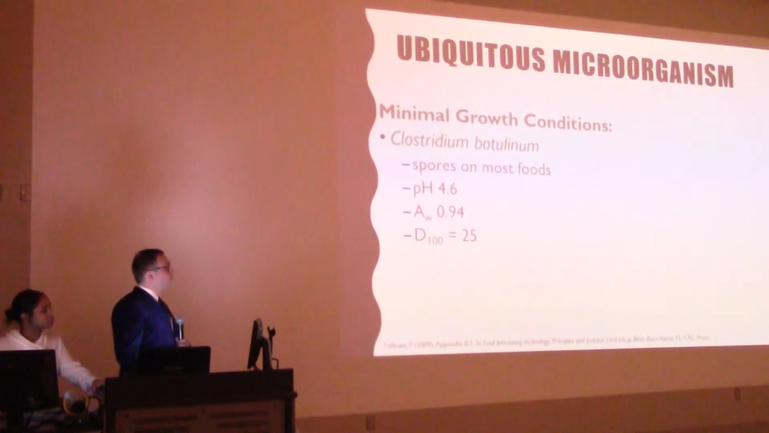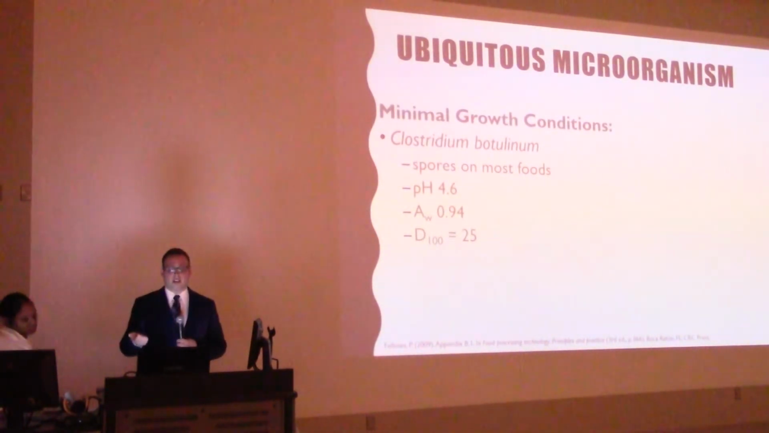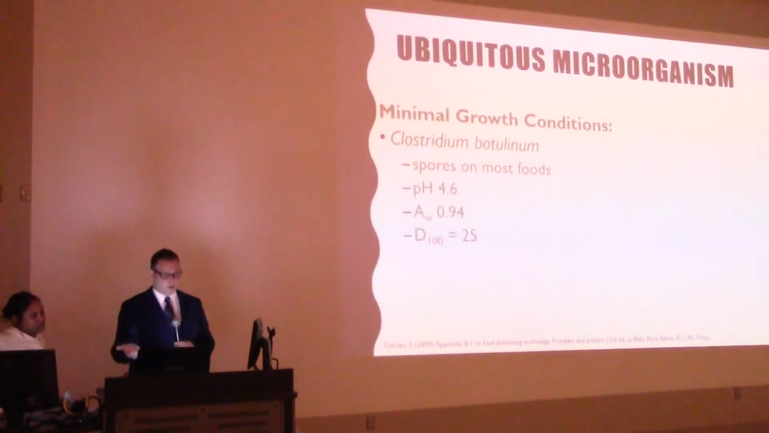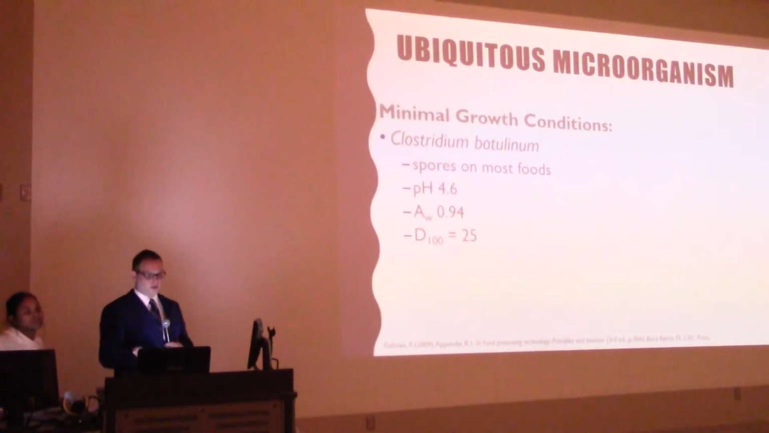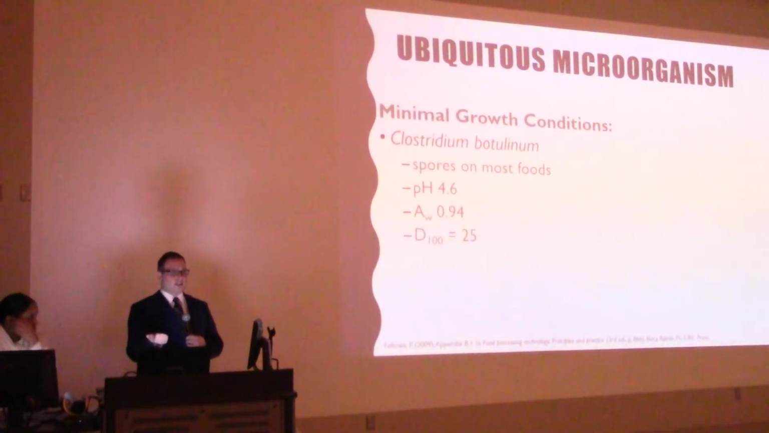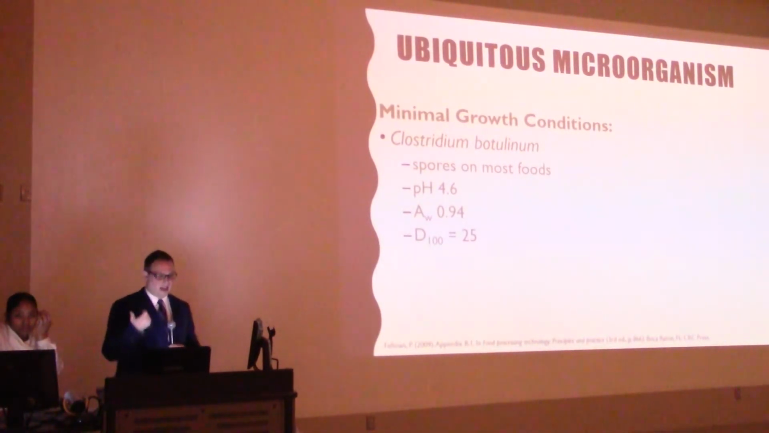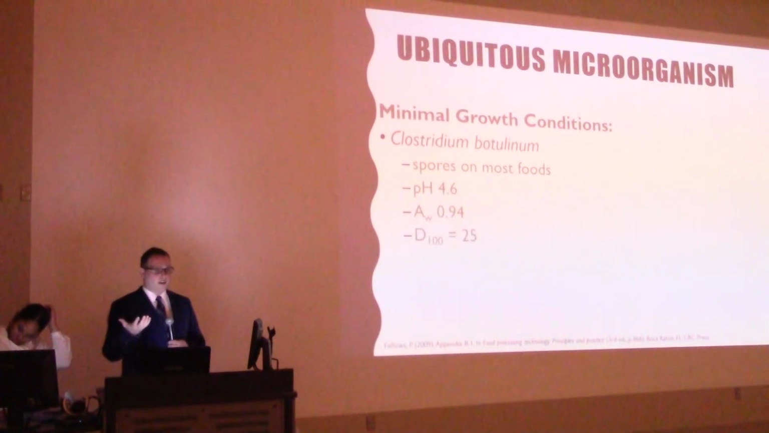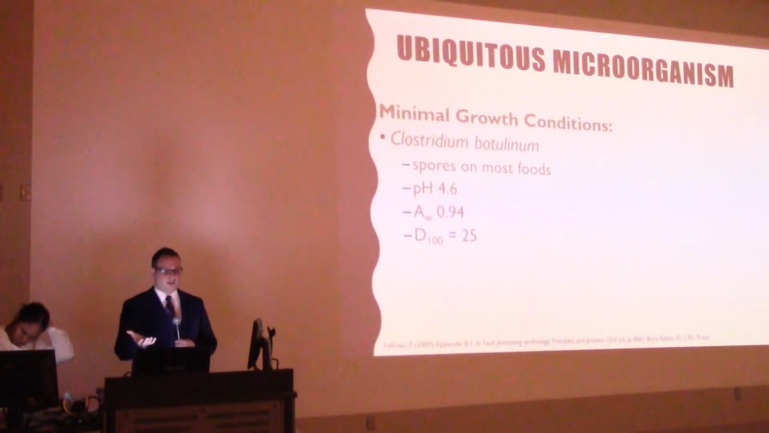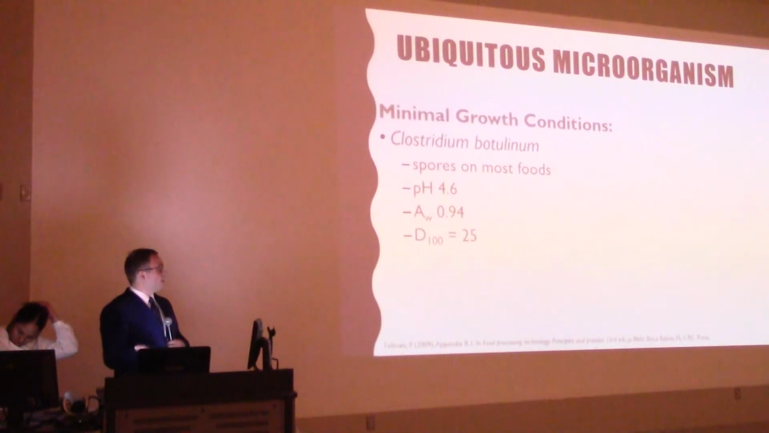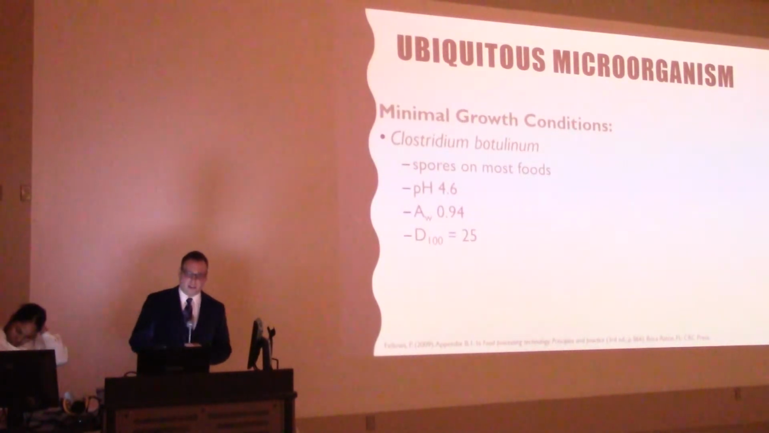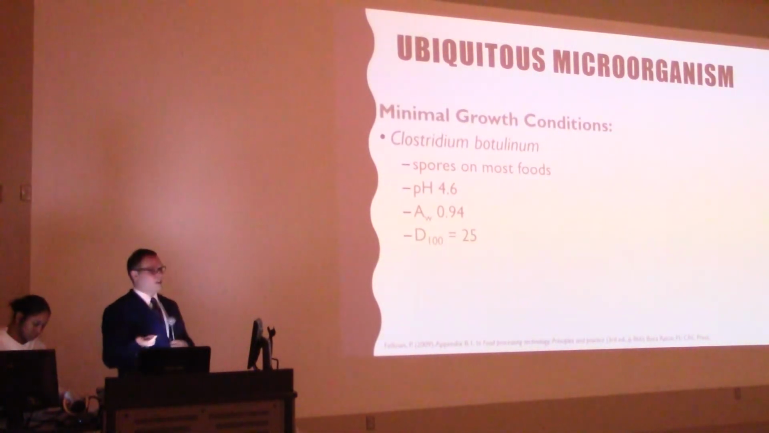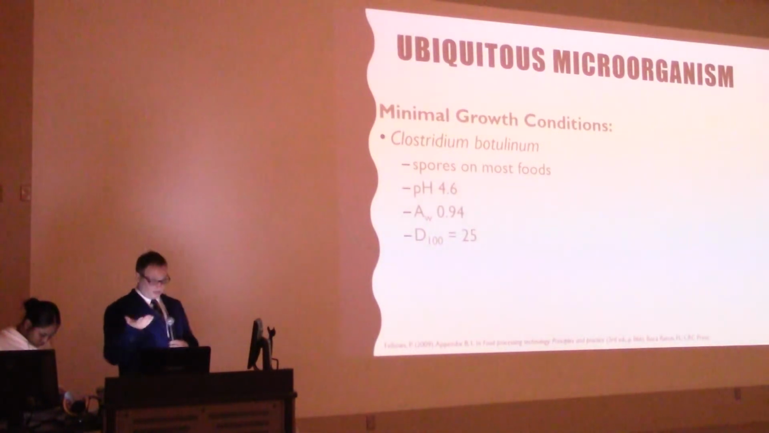So Clostridium botulinum actually has spores that can be found in most foods. However, it needs a pH of at least 4.6 and a water activity of about 94% in order for those spores to germinate. Therefore, in jams, that would not be a problem because the pH is lower and the water activity is lower. On top of that, the D value here is 100 degrees Celsius for 25 minutes, which is very close to the sterilization process described earlier.